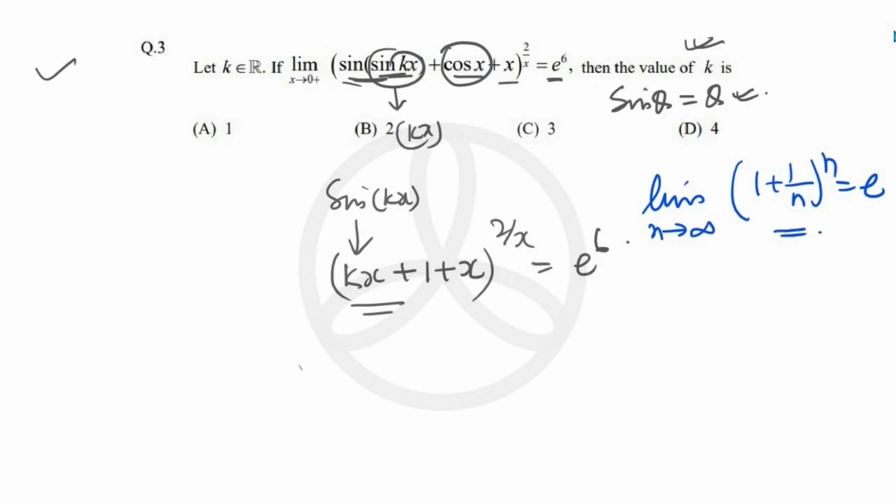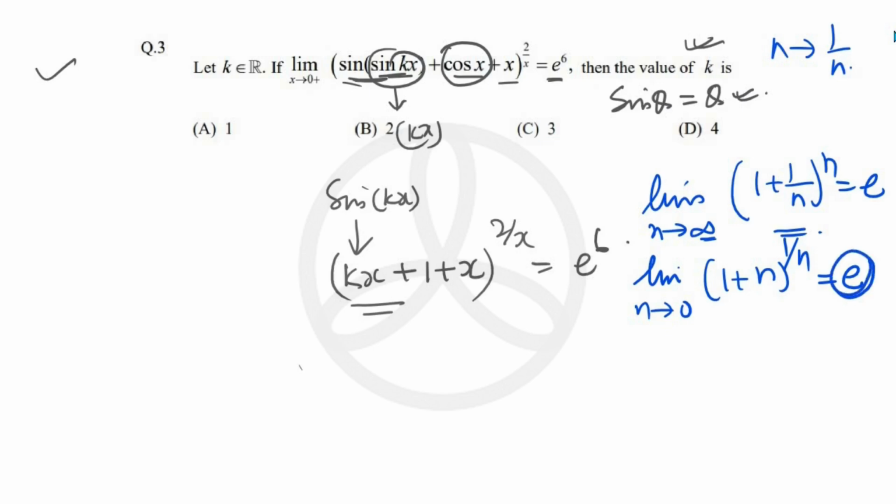Now, in this case, if we just reciprocate n, instead of n, if we write 1/n, then this infinity will become 0, and this will become 1 plus n, and this will become 1/n. This also gives us a value of e. We can actually apply the same thing here to get that.